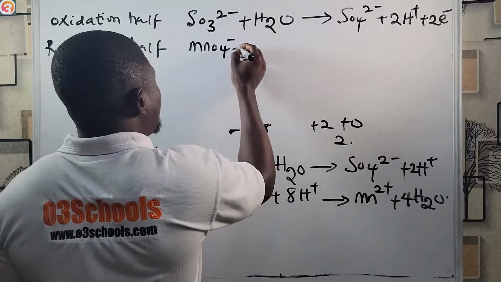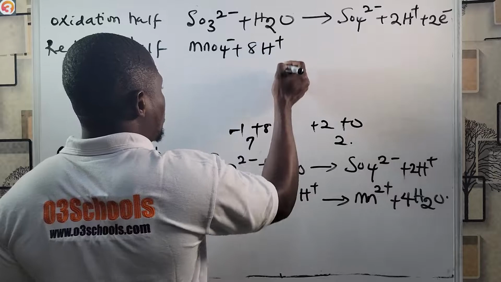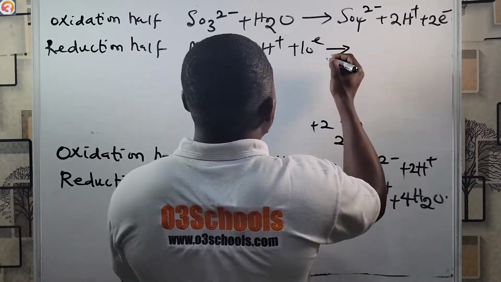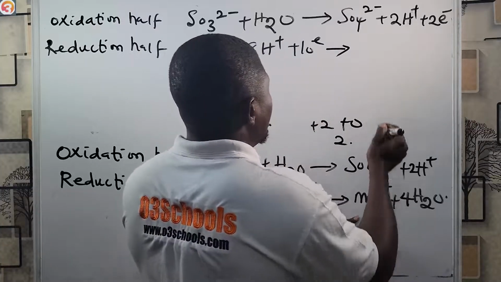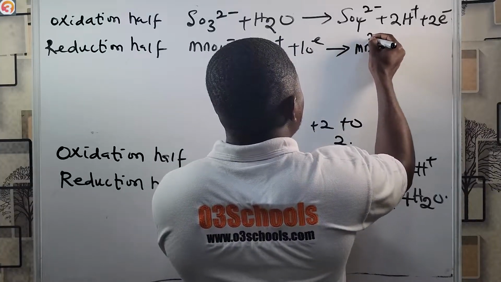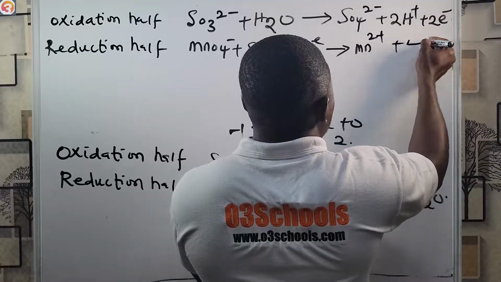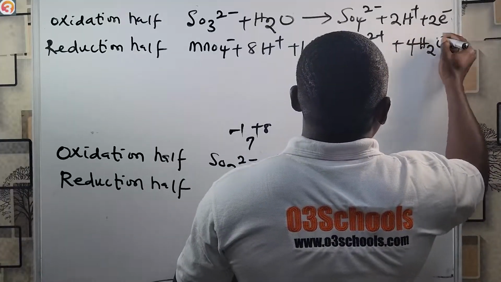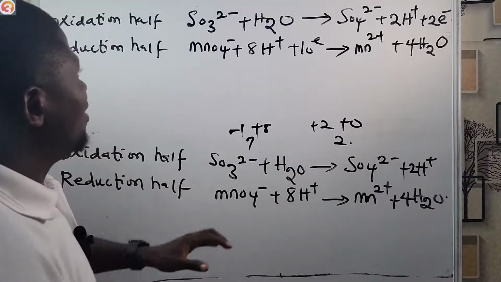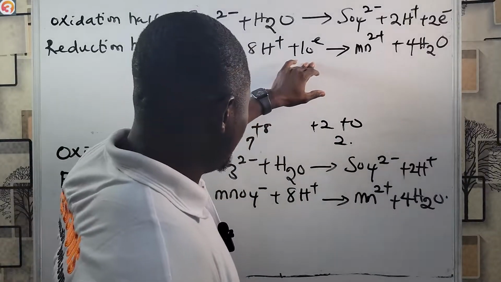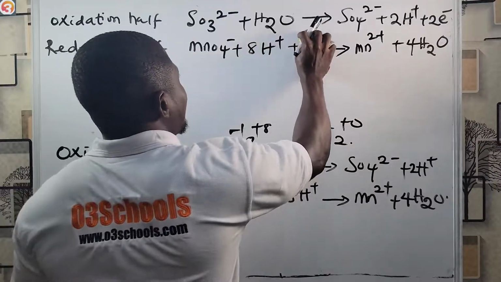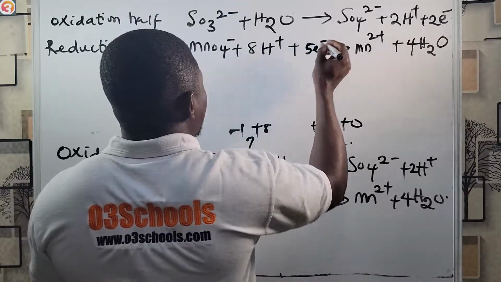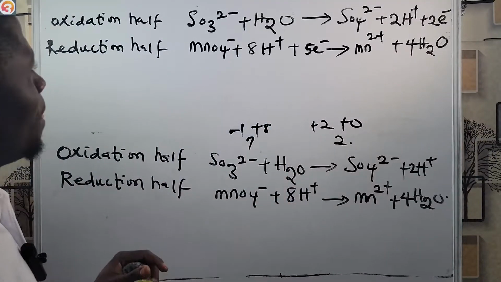MnO4-, plus 8H plus, plus 5 electrons, to give you Mn2 plus, plus 4H2O. We are adding 5 electrons, not 10 electrons. 5 electrons minus. Okay, now what is the next step?